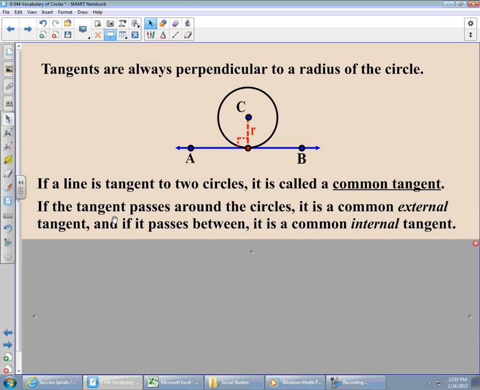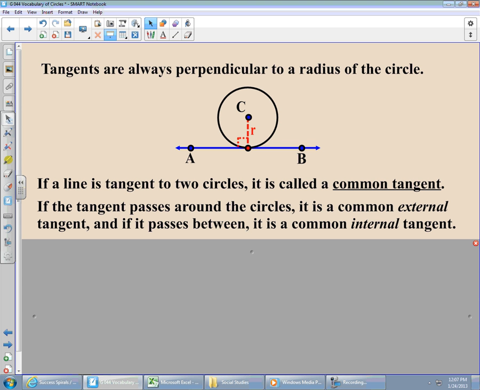And this common tangent can do one of two things. It can either pass by two circles on the same side, kind of like it passes over the top of one and then passes over the top of another one, okay? Which is basically to say if it passes around the circles, that's what we call a common external tangent.